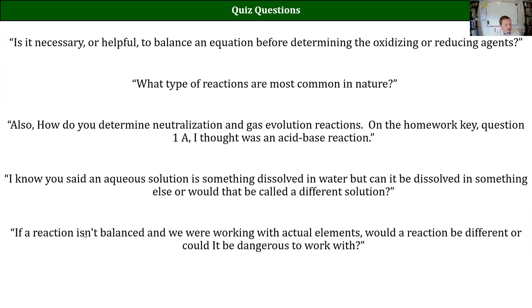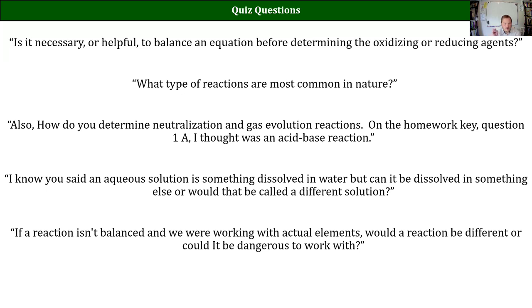And last but not least, what would happen if we didn't balance a reaction and we were trying to use that reaction in the lab? We're going to talk about why balancing is helpful today, but it has to do with the stoichiometry. The reaction wouldn't be wrong necessarily. Qualitatively, it would still be the right reaction. If you still have the right reactants and the right products, the right compounds on both sides, then it's the same reaction.